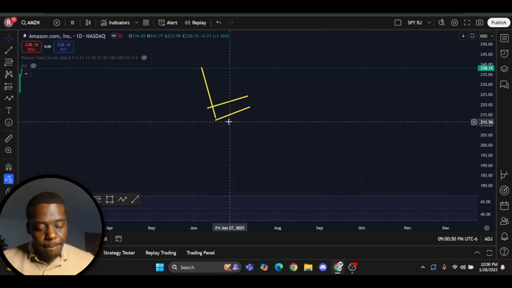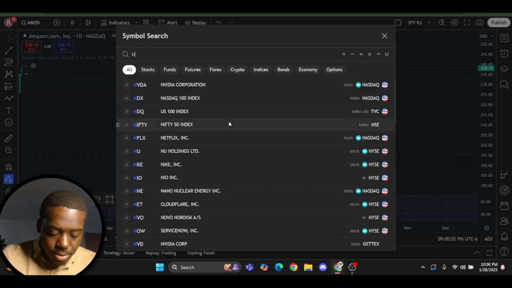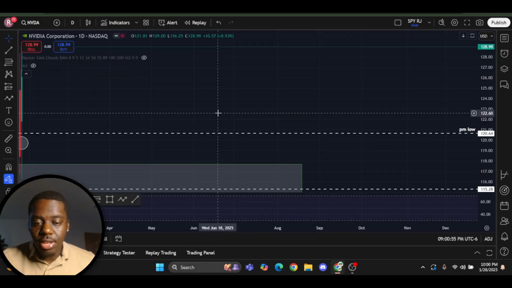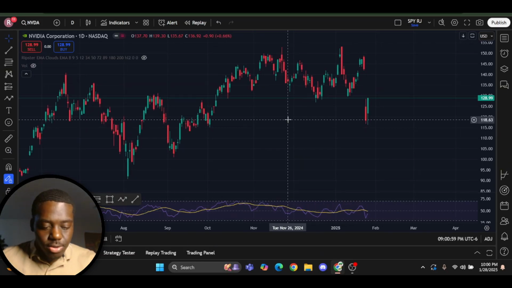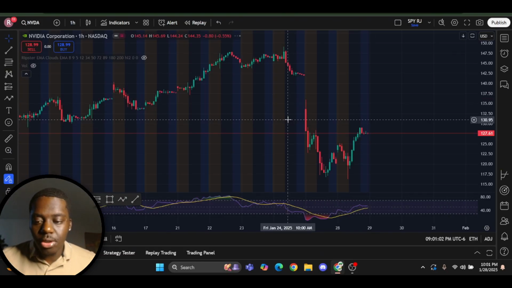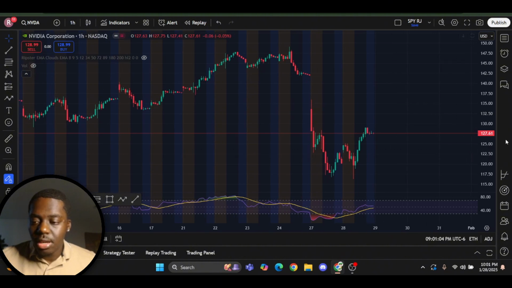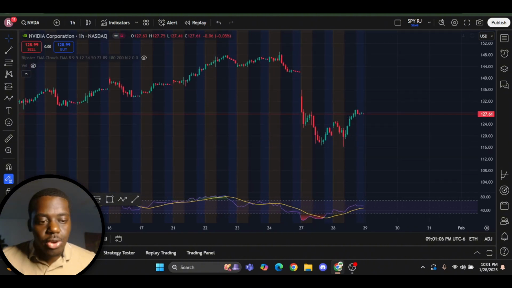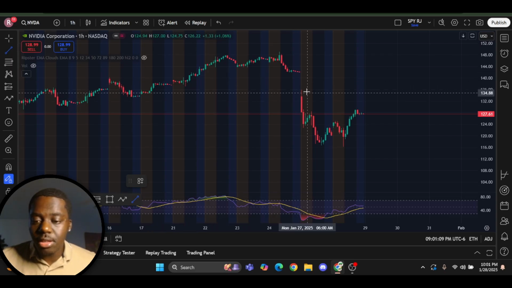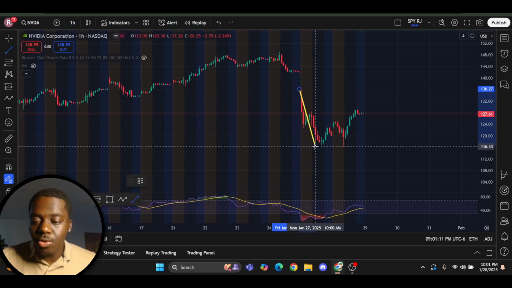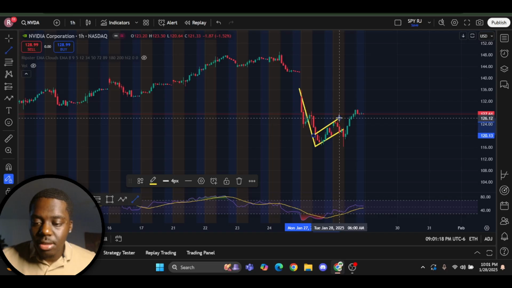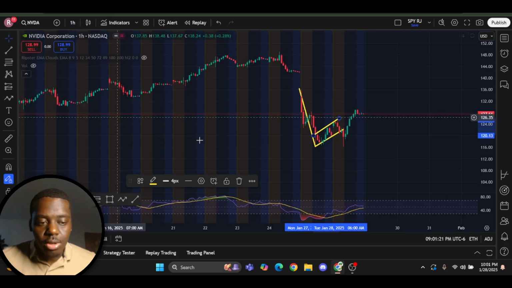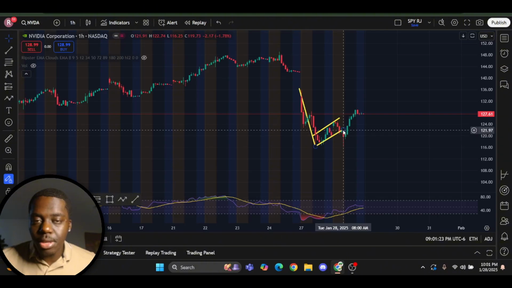on NVIDIA. So if you look at NVIDIA here, if we take a look at NVIDIA, we have to go to the 1 hour chart. Okay? And if you look at the 1 hour chart, you can see on NVIDIA, you have your down move, and then you have your flag. All right? So what are we looking for? We're looking for it to break down from here.